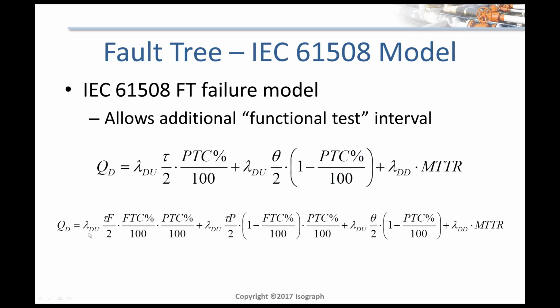So now we have two segments to determine unavailability: due to faults that are detected by the functional testing, and faults that are not detected by functional testing but are detected by proof testing. So we've broken it down. There's now two test intervals, a functional test interval and a proof test interval.